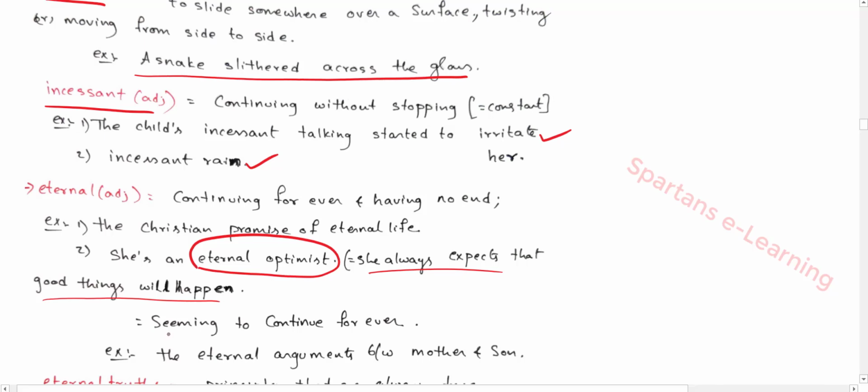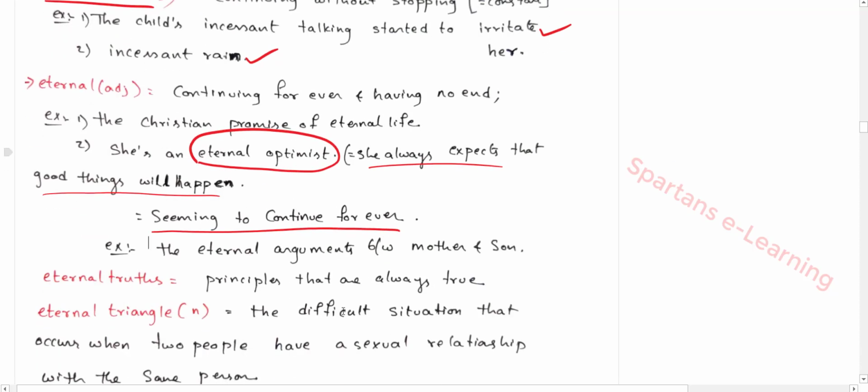Now another meaning of eternal is seeming to continue forever. Example, the eternal arguments between mother and son. Next word is eternal truth. Eternal truth means principles that are always true. So, the sun rises in the east, it's an eternal truth. There are certain principles which are always true, right? I can say one more eternal truth is no pains, no gains. That is also an eternal truth.